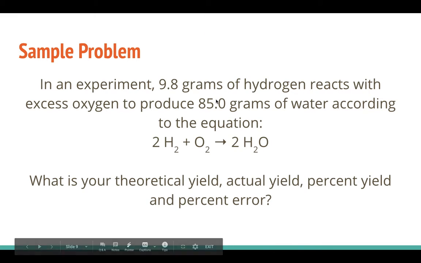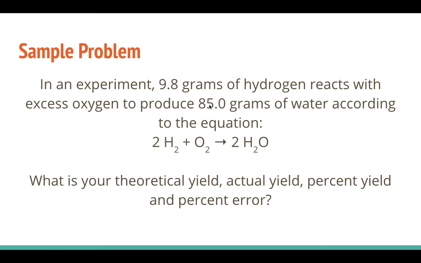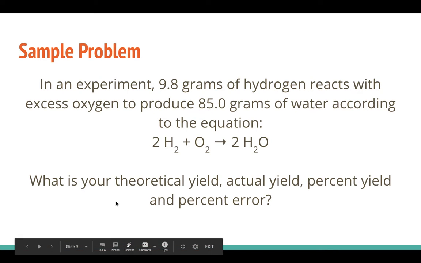So a sample problem that we have. We have 9.8 grams of hydrogen reacting with excess oxygen to produce 85 grams of water according to this equation. What is your theoretical yield, actual yield, percent yield, and percent error?